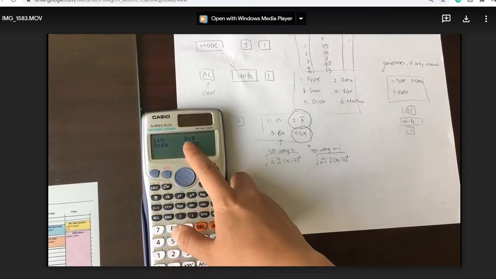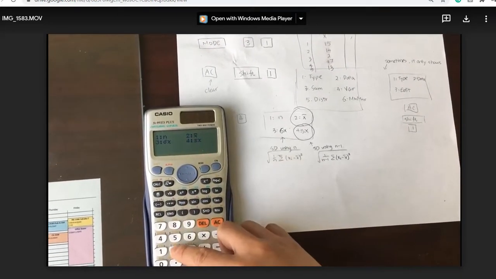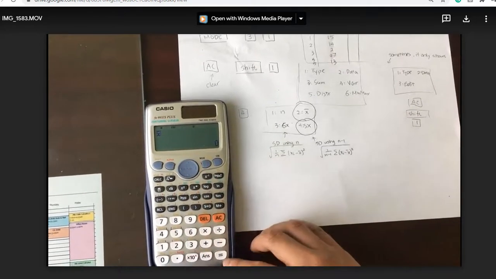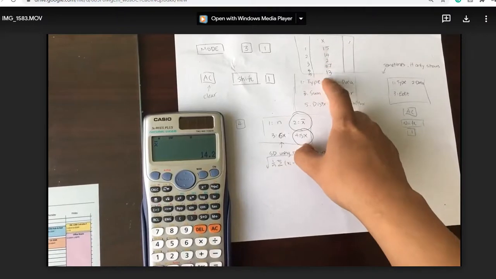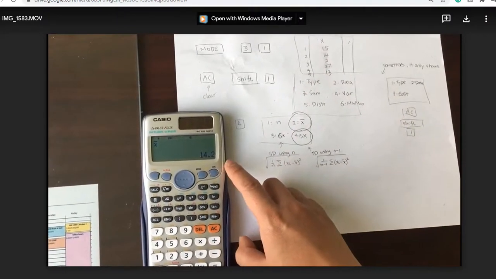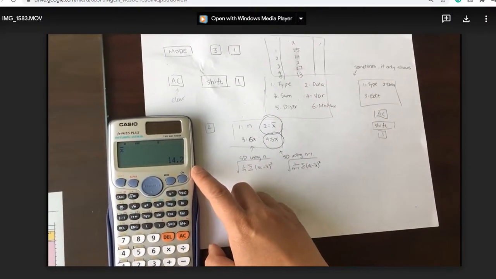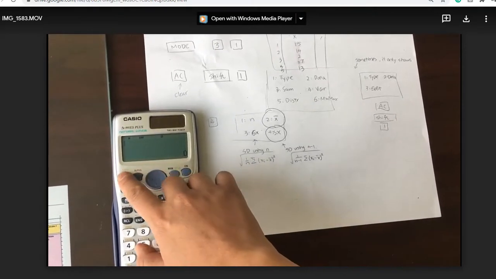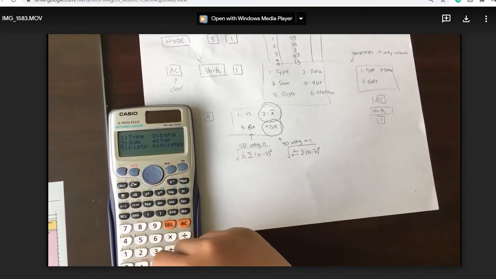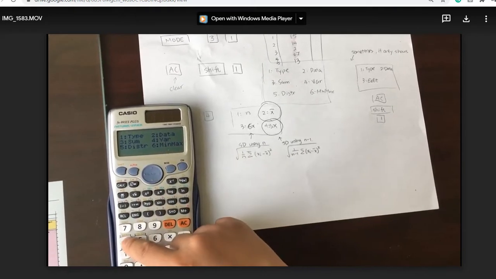So press 4, and you can see when you press 2, you will see the sample mean. Press enter, you get the sample mean of these 5 numbers is 14.2, the same as our in-class example. And when you go back, clear, and then shift and 1, you get that, and go to 4.